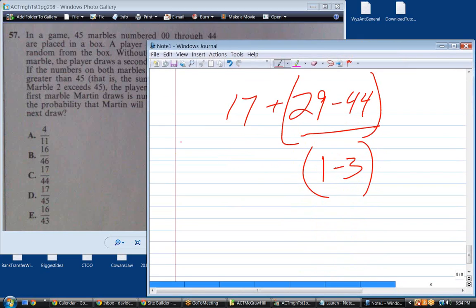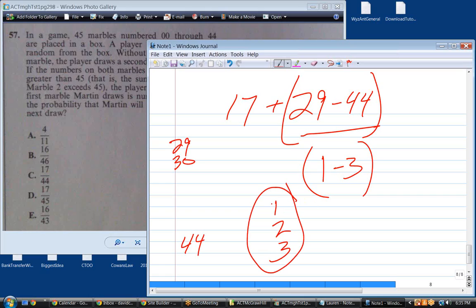You don't believe me? 29, 30, through 44, count them up, you'll find 16 of them. Just like when I had 1, 2, and 3, and I said, how many numbers are there? There's 3. And yet 3 minus 1 is only 2. So when you're dealing with a situation like this, you have to take the difference and add 1.